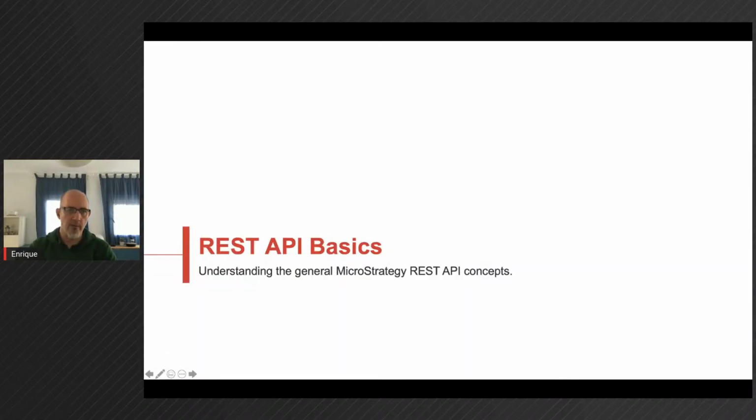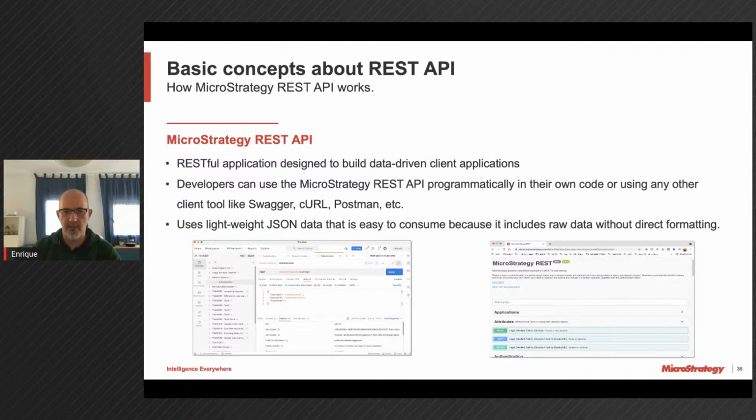Since we are going to make use of MicroStrategy REST API to extend the application, I will explain a couple of very basic concepts about REST. This has been discussed in one of our webinars in March. REST is designed to build data-driven client applications. The developers can make use of MicroStrategy REST API programmatically in their code or using any other client tools like CURL, Swagger, or Postman. REST makes use of JSON structures to consume data. It is lightweight and does not include any formatting. Next, Reza, please.